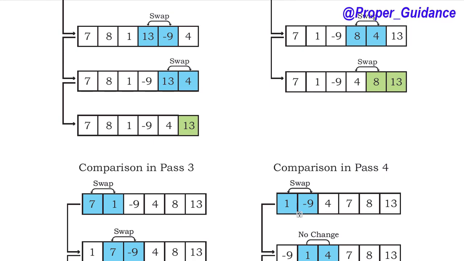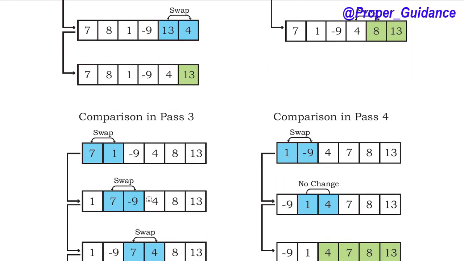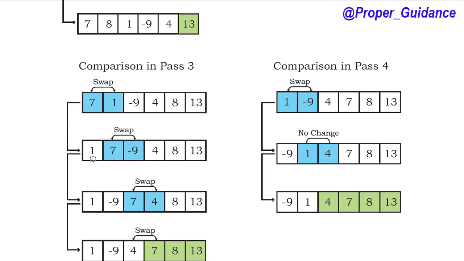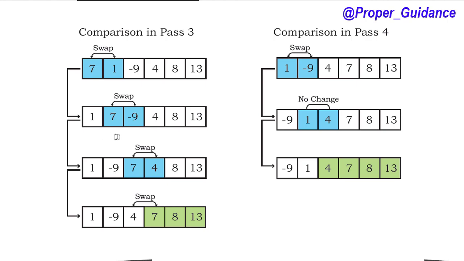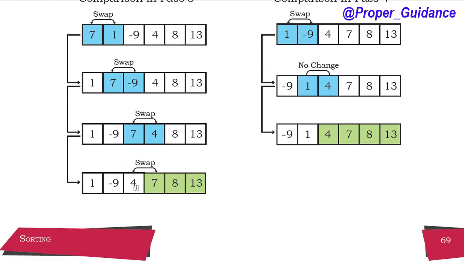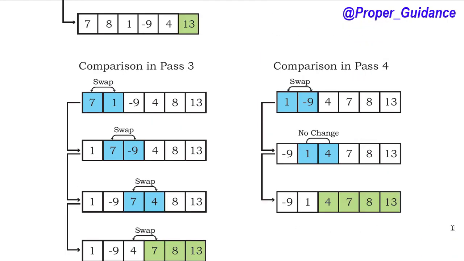Next, comparison in pass 3. Now check it. 7 and 1, 1 is smaller, so swap them: 1, 7, minus 9, 4. Again 7 and minus 9, minus 9 is smaller, swap them. Again 4 and 7, 4 is smaller than 7, so swap them. Now see, 7, 8, 13 are in the ordered way.